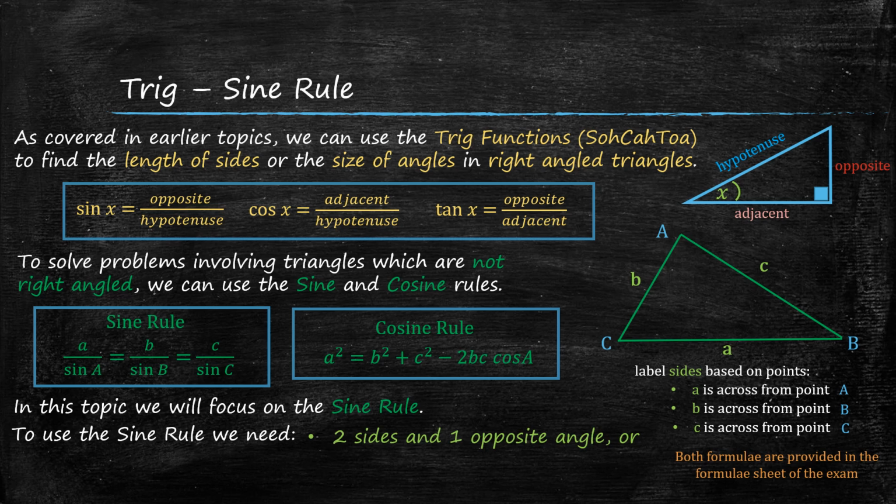To use the sine rule we need two sides and one opposite angle, or one side and any two angles. Basically, if we have three values, we can find the fourth. So for the rest of this topic, we will explore the sine rule.